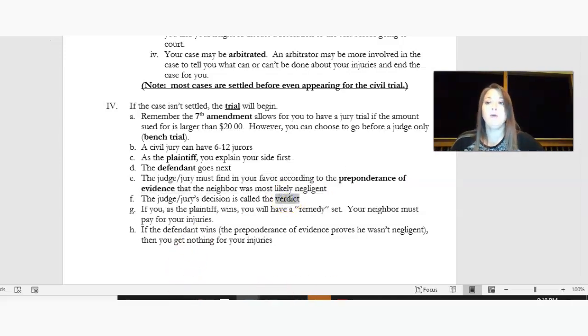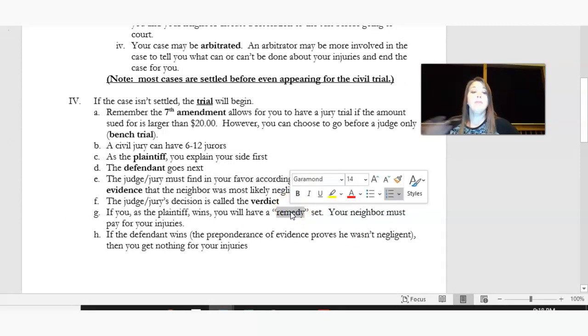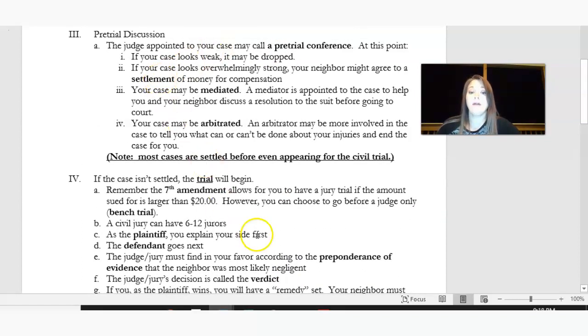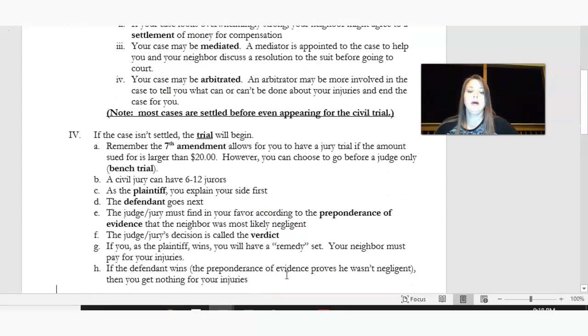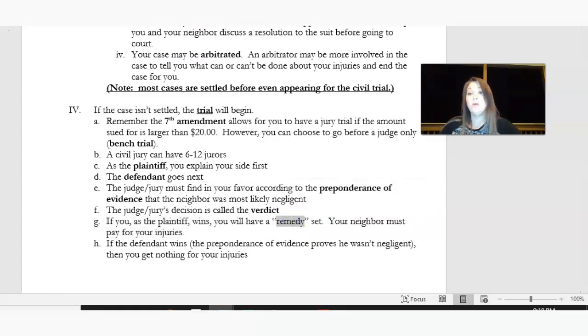Now, similar to a criminal case, the judge's or jury's decision is going to be called the verdict, and that's going to be, again, their decision. So instead of a settlement, which could happen before when we looked at our notes up above, and I'll scroll up really quickly, where you can settle out of court, instead of a sentencing or a punishment, we don't really use that phrase in a civil case, you'll have what's called a remedy set. In this particular case, the remedy could be if you slip on someone's icy sidewalk and it's their fault according to the preponderance of evidence, your neighbor would probably have to pay for your injuries.